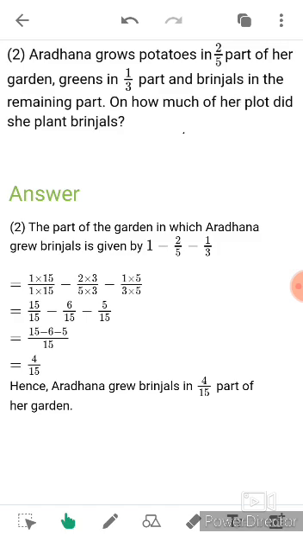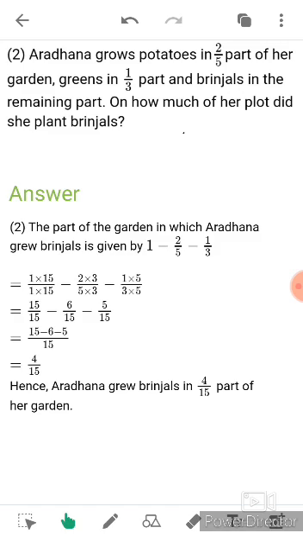So you will have to find out the area of brinjals, means on how much of her plot did she plant brinjals. Now students, here we can apply two methods. We can add 2 upon 5 plus 1 upon 3, and we can also subtract 2 upon 5 from 1 and 1 upon 3 from 1.